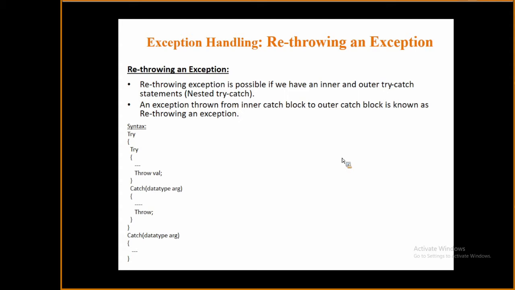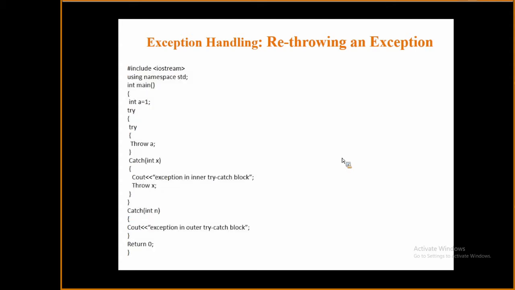so let us see with a simple example. Rethrowing an exception. So see here, in main we are declaring a variable a and initializing a equals 1, and we are writing a try block. In the try block we are writing an inner try block here. In this inner try block I am throwing an exception, throw a. So now what I am throwing is the value in a, which is 1. So this is handled by the immediate catch block.